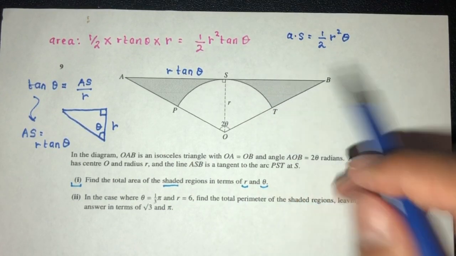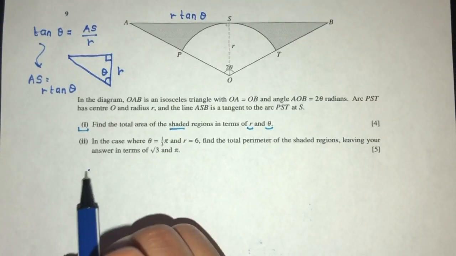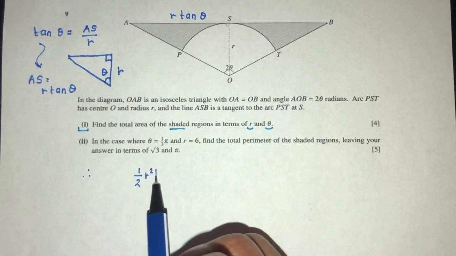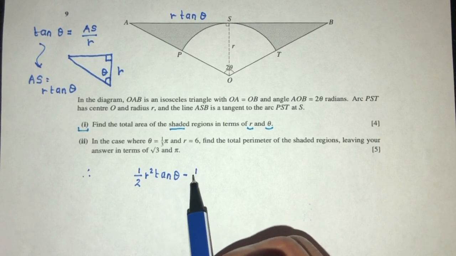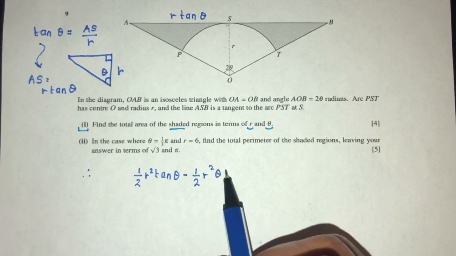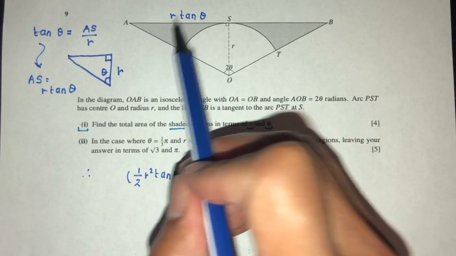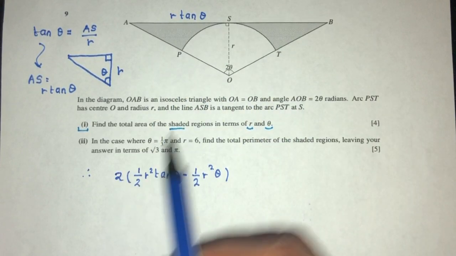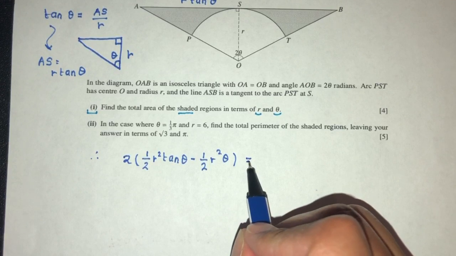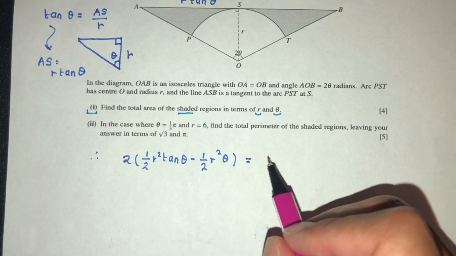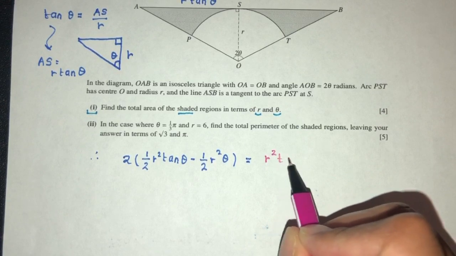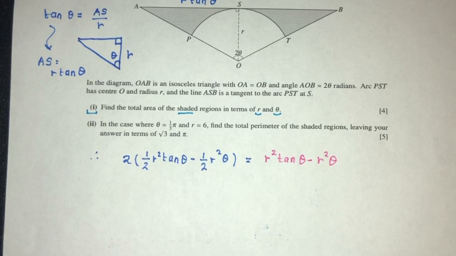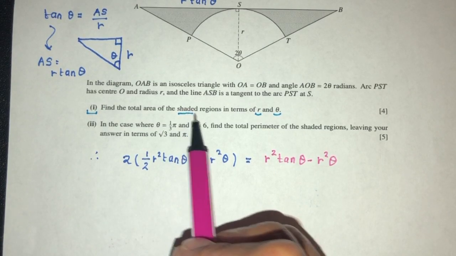So let's write this down. So finally, the area here that we want is the big area minus the small area. But this is only for the one side, but we want this side as well. So we understand this and this are the same, so we can just multiply by 2 to get both, right? So simplify, this will cancel out. You will have R squared tan theta minus R squared theta. Okay, so that will be the area of the regions in terms of R and theta.